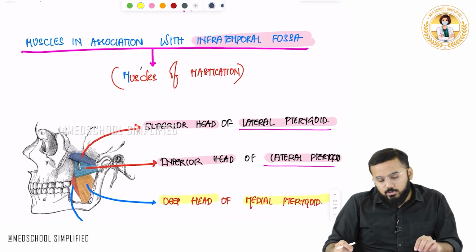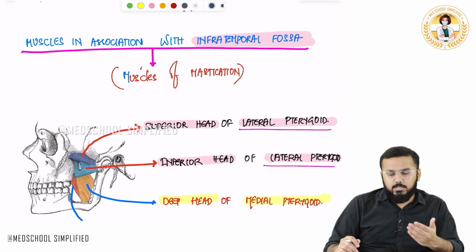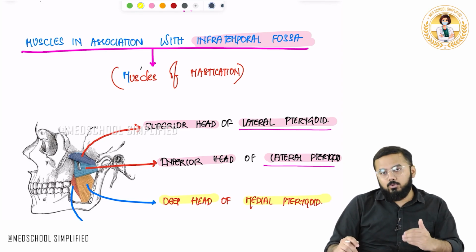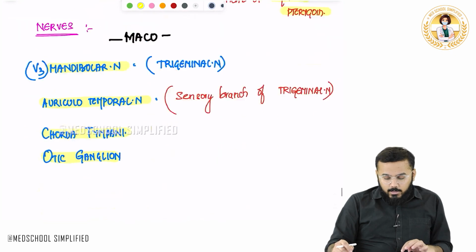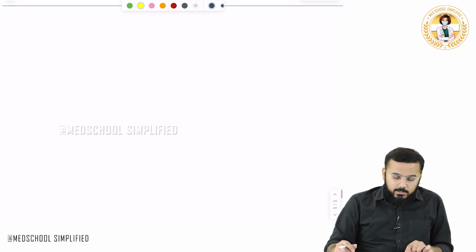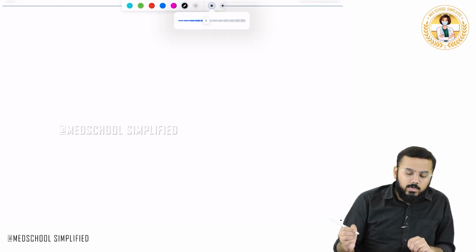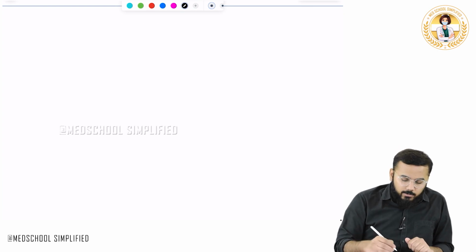Now, after the discussion of nerves is done, we shall discuss what arteries are also supplying this region, or what arteries pass through this infratemporal fossa, right? Now, let us look at these. I will come back to these cadaveric images later on. So, first of all, let us see what are the branches which are exactly supplying your infratemporal fossa.